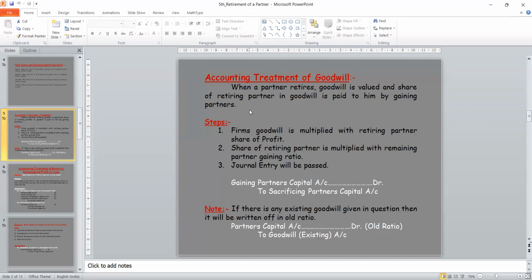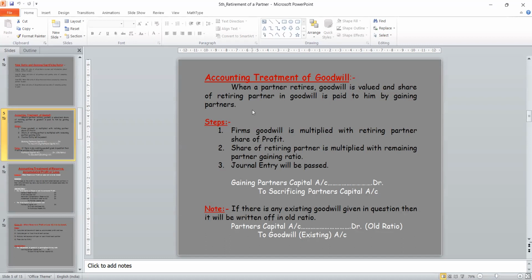Now, it is written here, goodwill is paid to him by the gaining partner. What does it mean? It means the partner who will gain profit share from his retirement will pay the money only. Let's say the retiring partner is giving his share to only one partner, then that partner only will pay the goodwill, not the other partners.